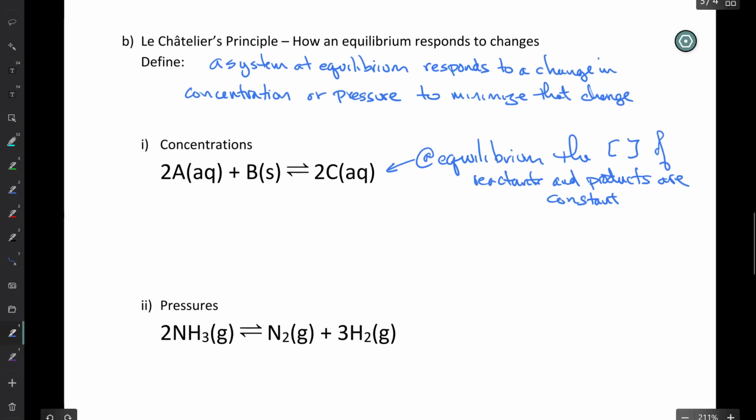Then we do this, we add some A. So what does that do? Well, since I increase the concentration of A, okay, so that's the change in concentration, what the reaction wants to do is reduce the concentration of A. So this is Le Chatelier's principle. It will do that by forming more product. That is, the reaction will shift to the right. Okay? So what does that mean in terms of this reaction? Well, it actually means the concentration of C will increase.